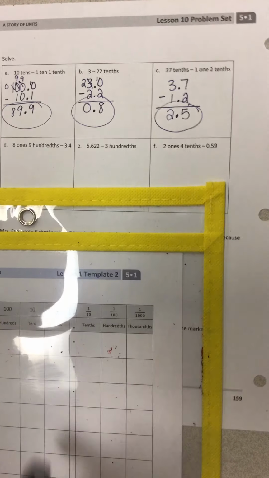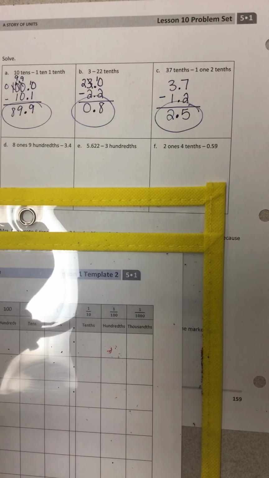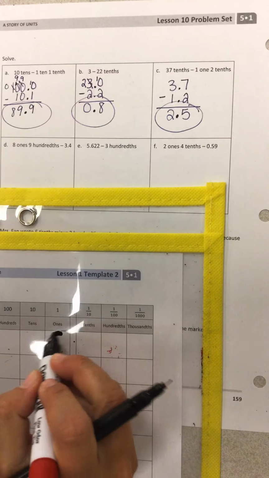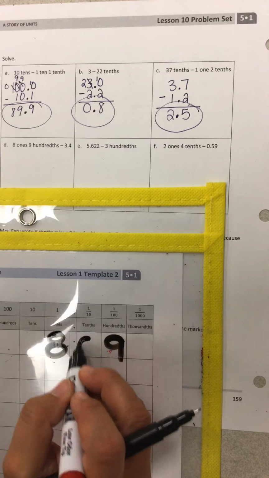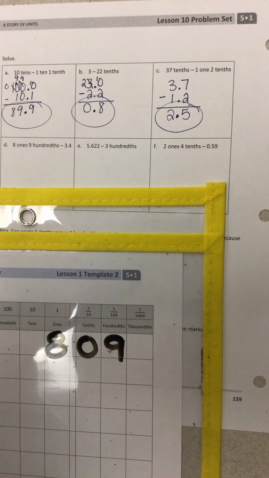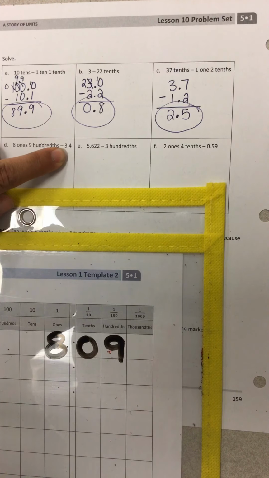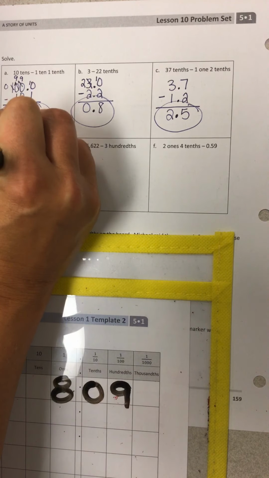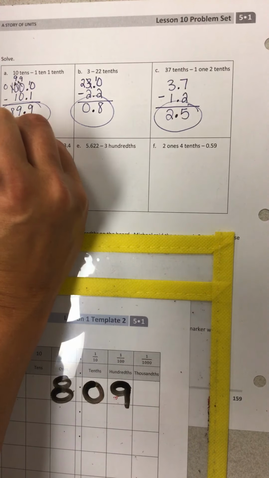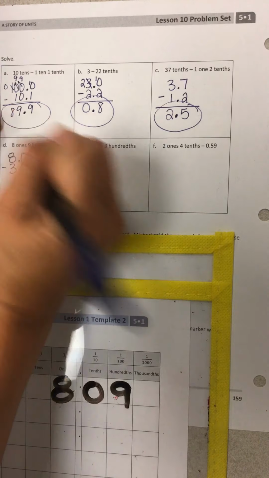Okay. This one, 8 ones. So I'm going to go ahead and put 8 ones. And then it says 9 hundredths. So I've got to fill that 0 in. And then, oh, it's a nice decimal for me. So I'm going to go ahead and put 8 and 9 hundredths. I'm going to subtract that 3 and 4 tenths.